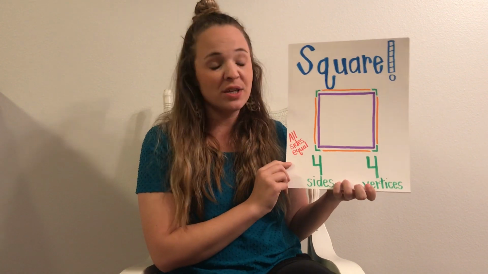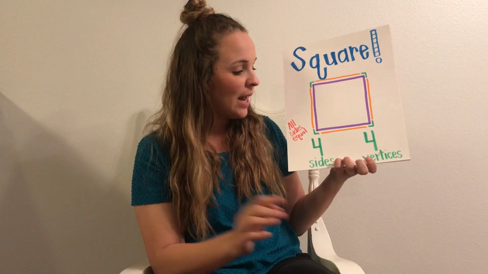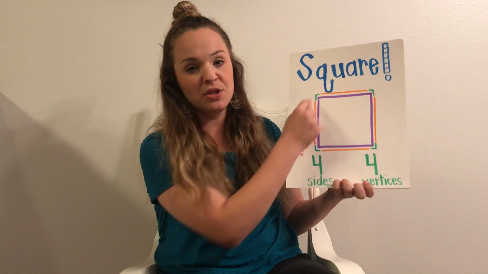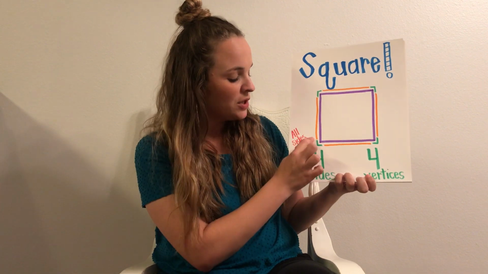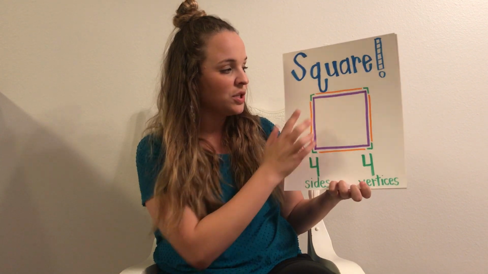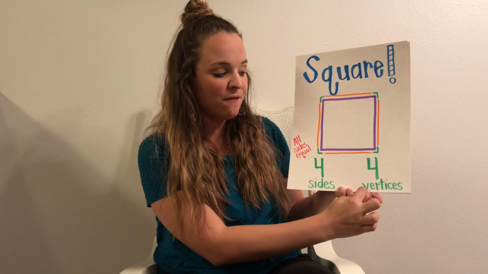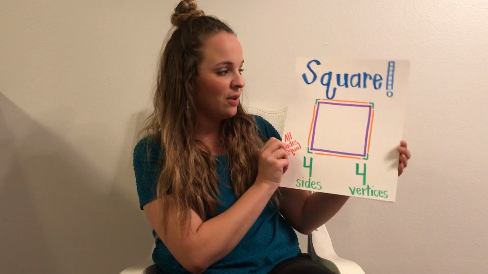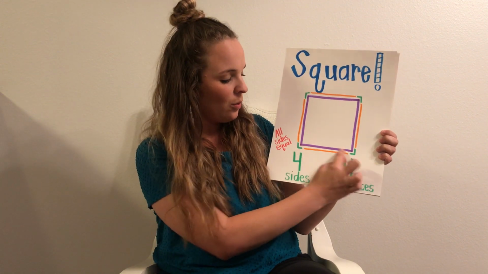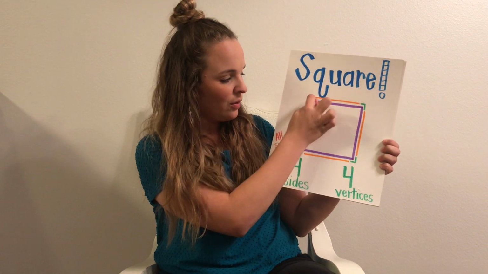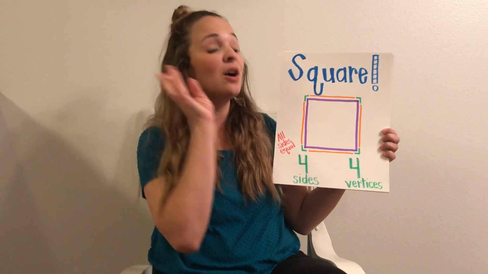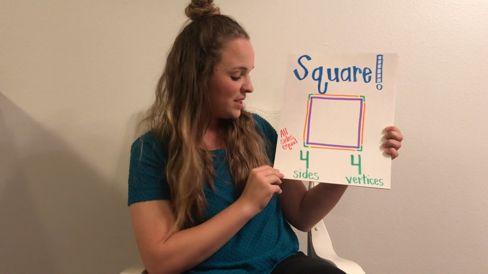Now, like I told you, a vertices is a corner, so we're going to count how many corners we see on our square, and I marked it with green so you can see how many. So here we go, 1, 2, 3, 4. So a square has 4 vertices, and now we're going to count the sides. I marked them in orange so you can see. 1, 2, 3, 4. 4 sides. So a square has 4 sides and 4 vertices.